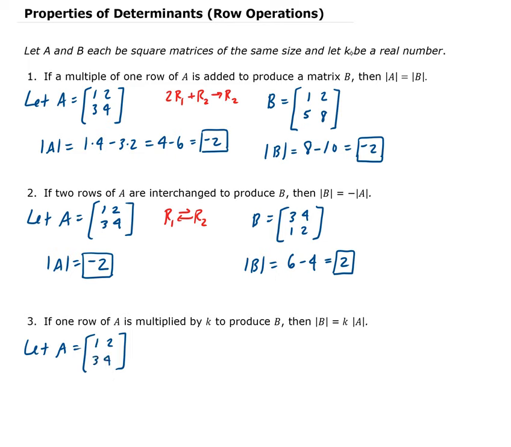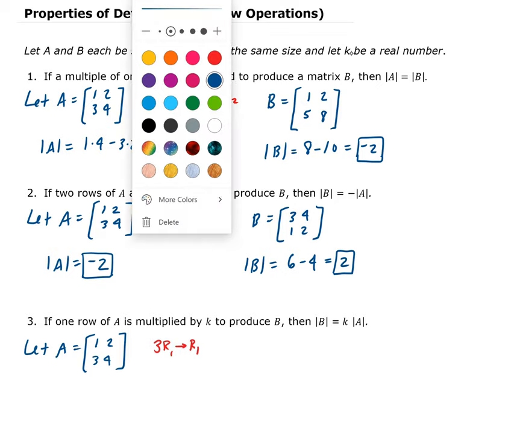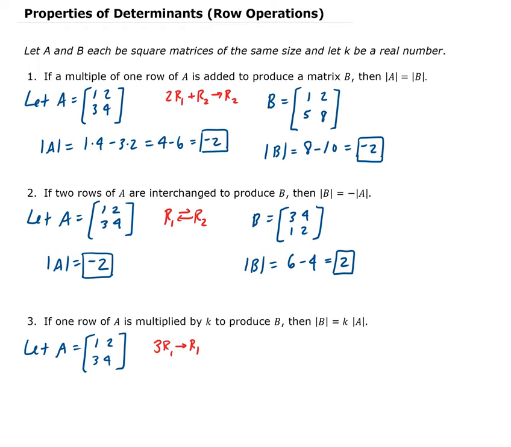Let's multiply row one by 3. So you're going to get 3 times row one, and that's going to replace row one. That will give us B. So B is going to be 3, 6, 3, 4. Again, the determinant of A is minus 2. The determinant of B is going to be 12 minus 18, and that's going to give us negative 6. So you can see that to get the determinant of B, we have to multiply the determinant of A by 3.